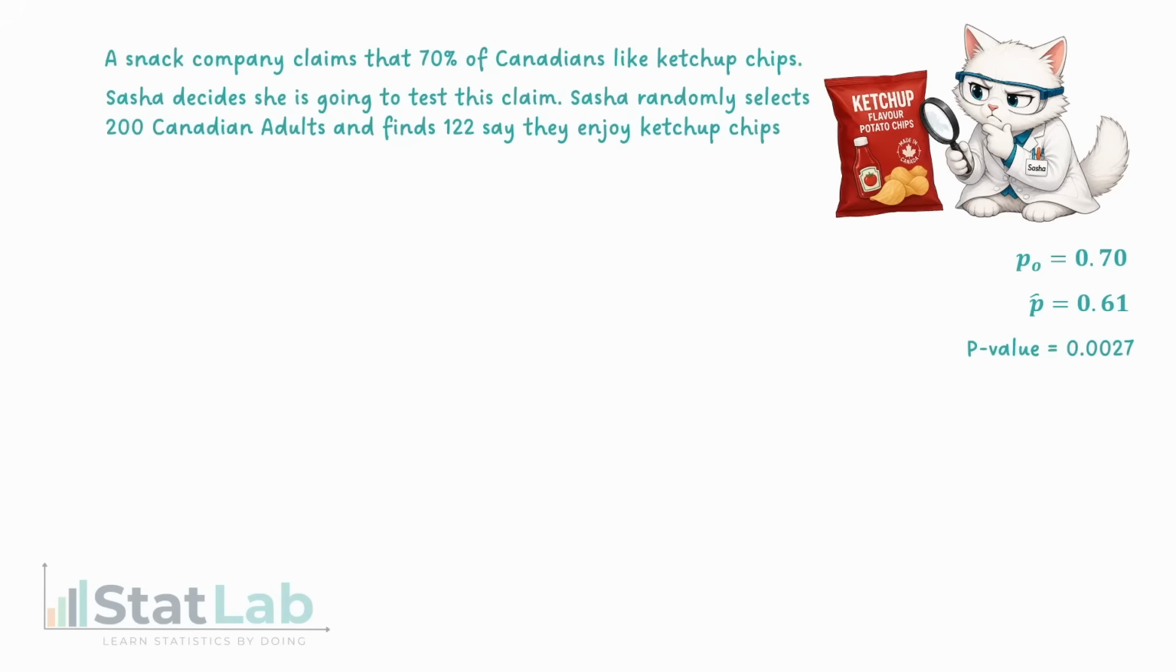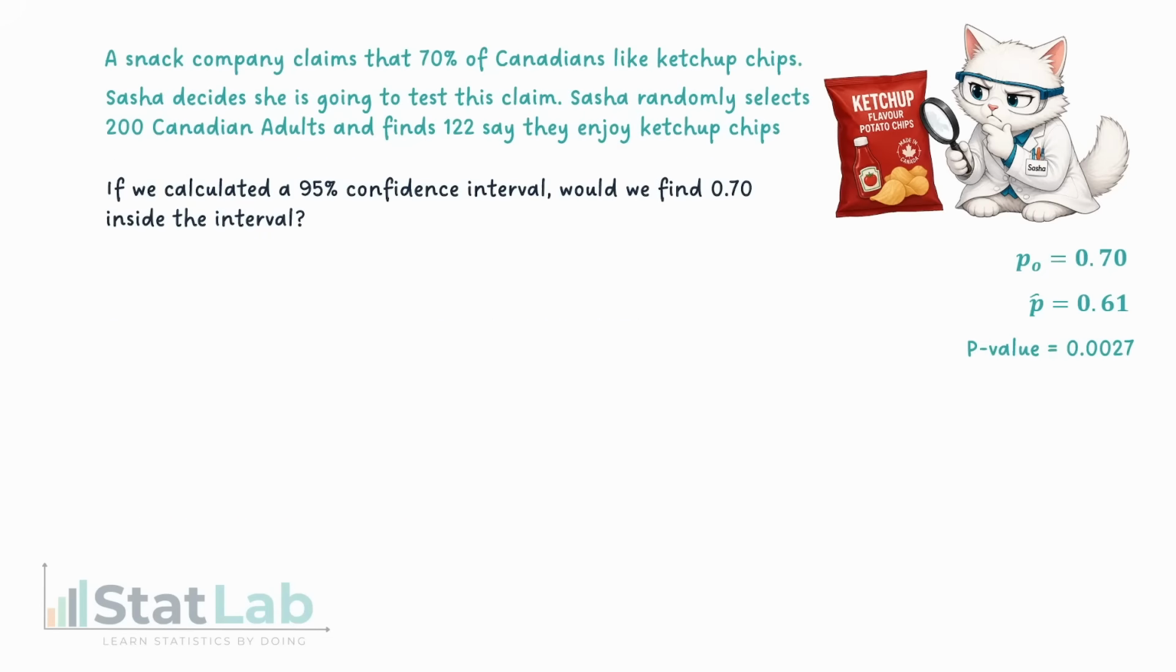The last thing I want to look at today is this question here, because this is a common connection between significance and confidence intervals that students don't always recognize. If we calculated a 95% confidence interval, would we find 0.70 inside the interval? The important thing to remember is that a 5% significance conclusion must agree with a 95% confidence interval. The same would be true of a 1% significance with a 99% confidence interval, or a 10% significance and a 90% confidence interval. The two values add together to give you 100.